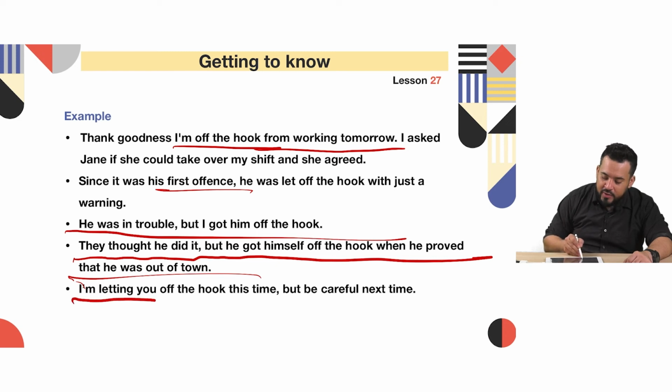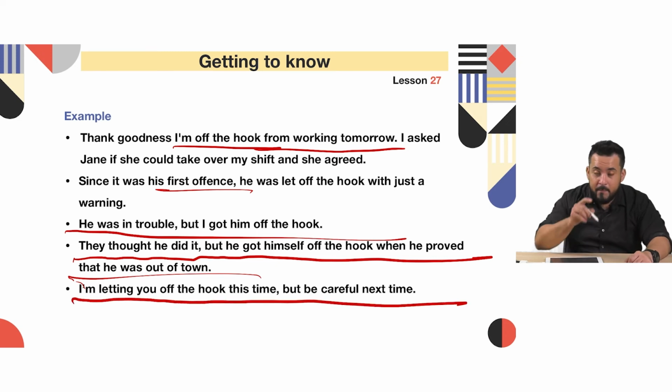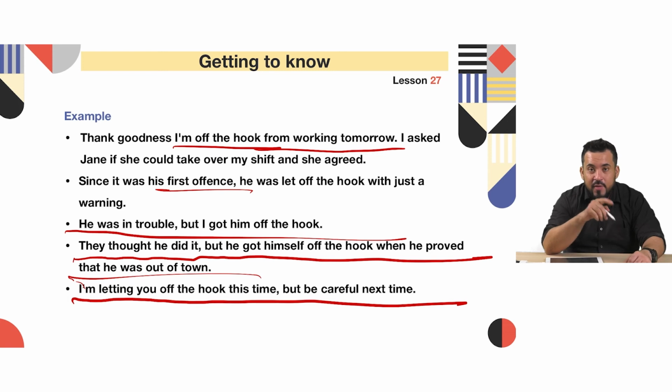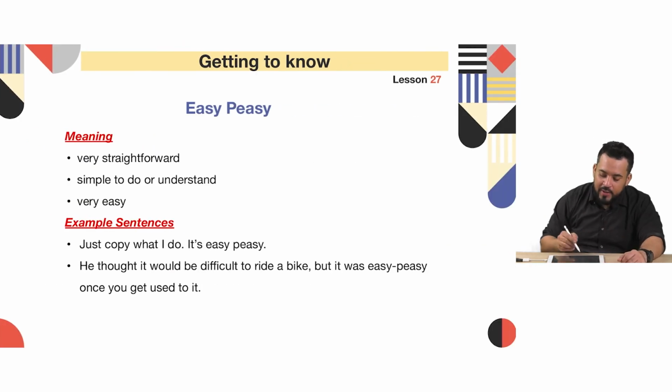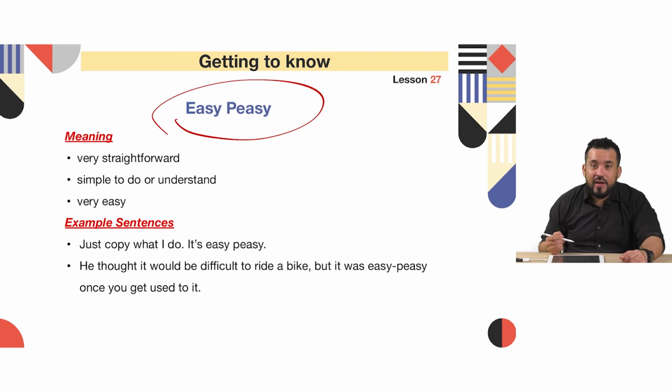I am letting you off the hook this time, but be careful next time. It means this time I'm going to let you go, but next time you be careful. Okay? Off the hook. All right. Next phrase today is easy peasy. What does that mean? Easy peasy. It means something very simple, very straightforward, very easy.